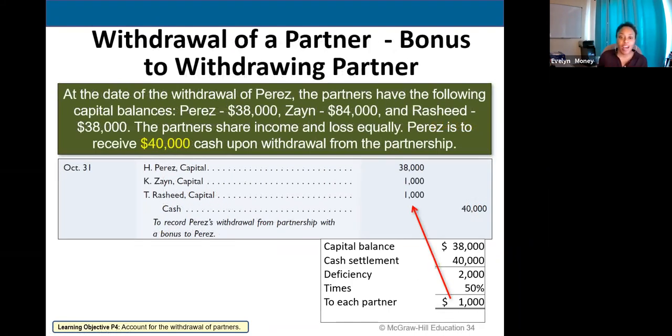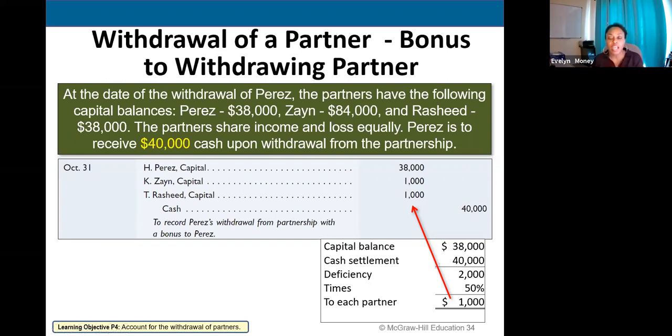Now we can flip this situation around. Now we have Zain and Rashid saying, Perez, we're tired of working with you. We know that you should only get 38. We'll give you 40. Just go. Leave us alone. In that situation, we see that Zain and Rashid end up paying a bonus to Perez, and they reduce their capital accounts.